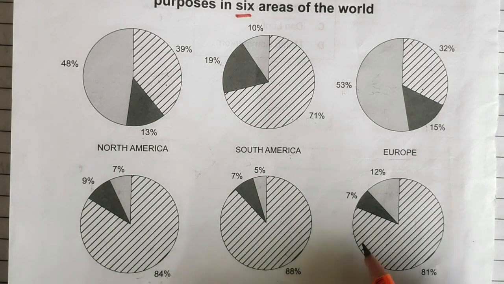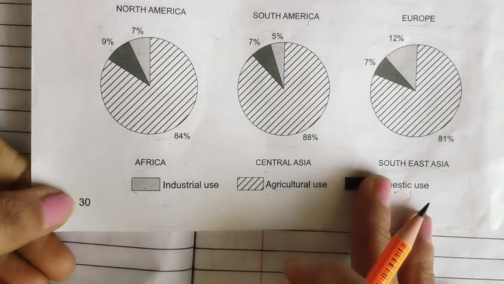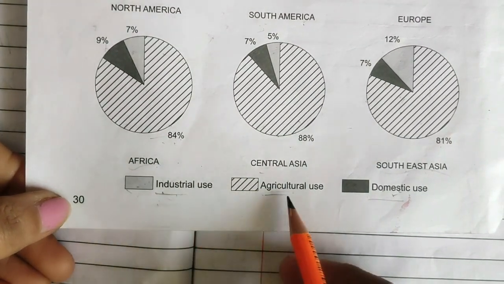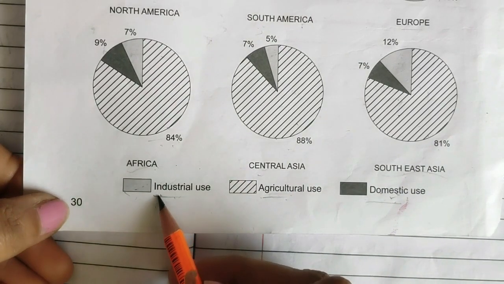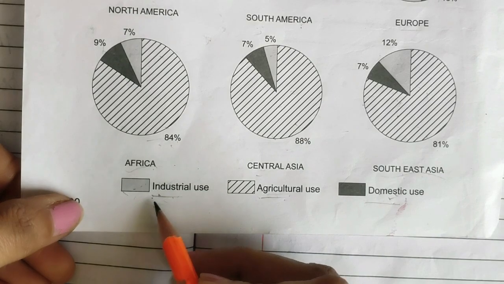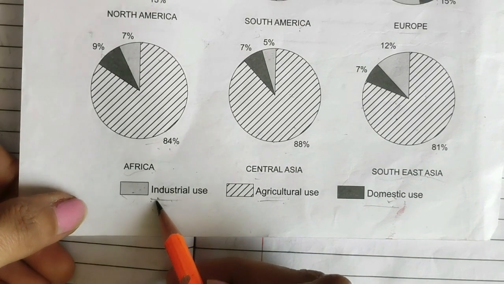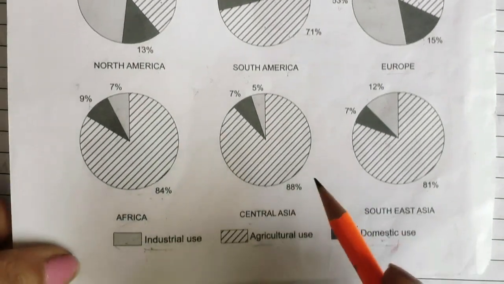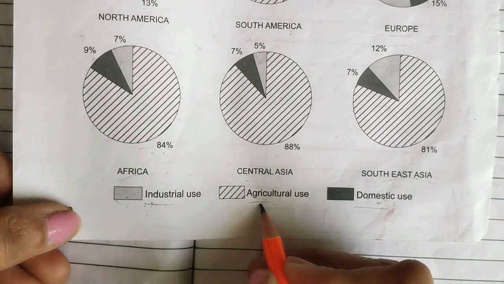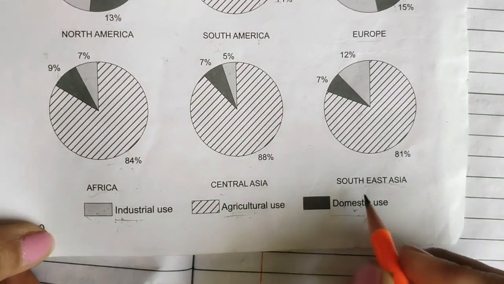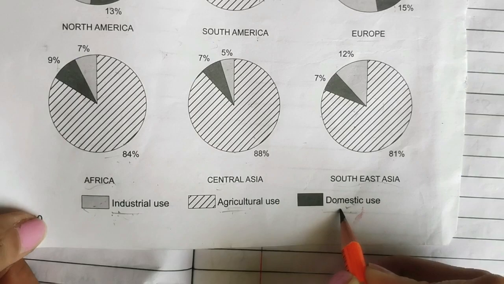The first method I would tell you, you can write according to yourself. There are three categories: industrial, agriculture and domestic. After the introduction and overall, you will tell about industrial use throughout these 6 pie charts, and second you will take agricultural use and explain the things about these 6, and then the third category would be domestic.